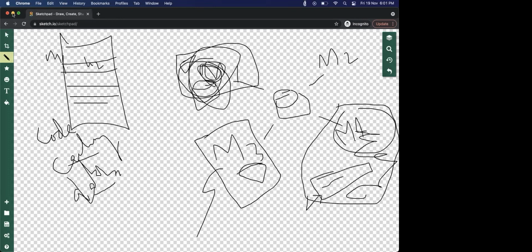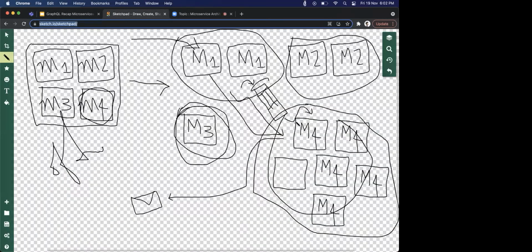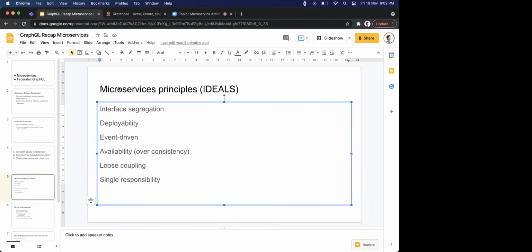Okay. So that is one thing. And deployability is one factor you should consider whenever you are separating your service into microservices. So for M4, we have deployed about 6 instances here. Okay. So this is one thing. Okay. And event driven.